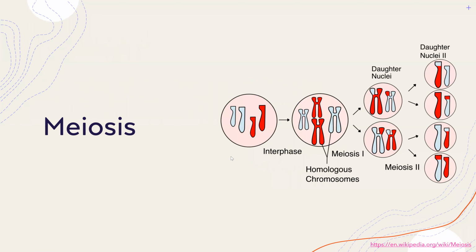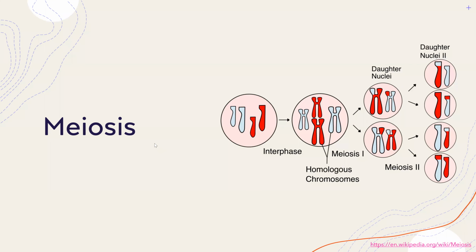So we have meiosis, which happens only in sex cells, also known as gametocytes. And it tends to create four non-identical daughter cells, also known as gametes, because they're sex cells. And you can see that here, all the way to the right.